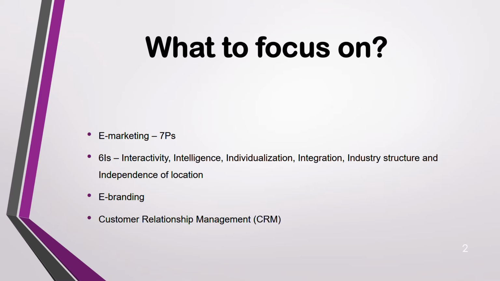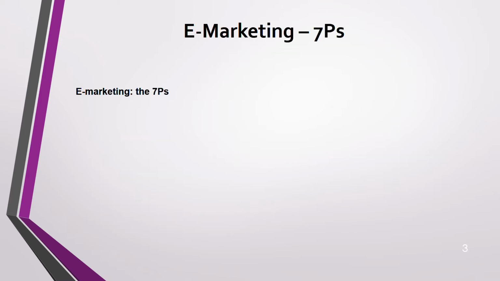And customer relationship management. E-marketing is all about managing your customer, but online. So these are the 4 areas, and we are starting with the 7 P's. The 7 P's stand for product, price, promotion, place. I'm sure that you know the meaning of each of these, right? You should have the right product with the right price, promoted in the right way, in the right place.